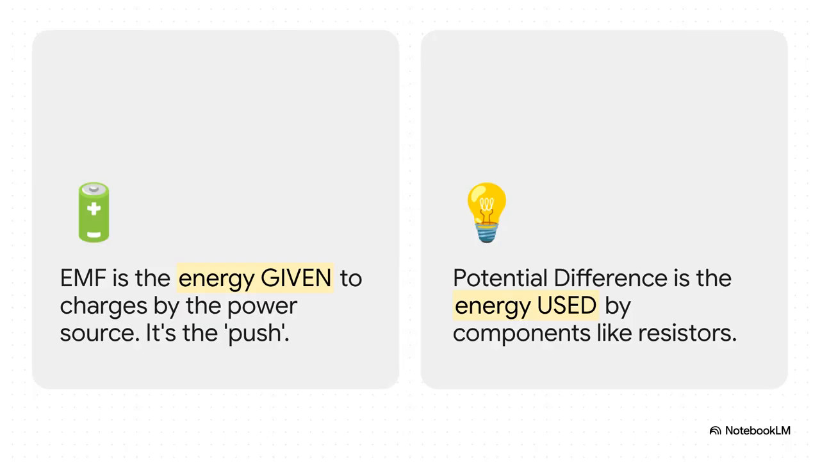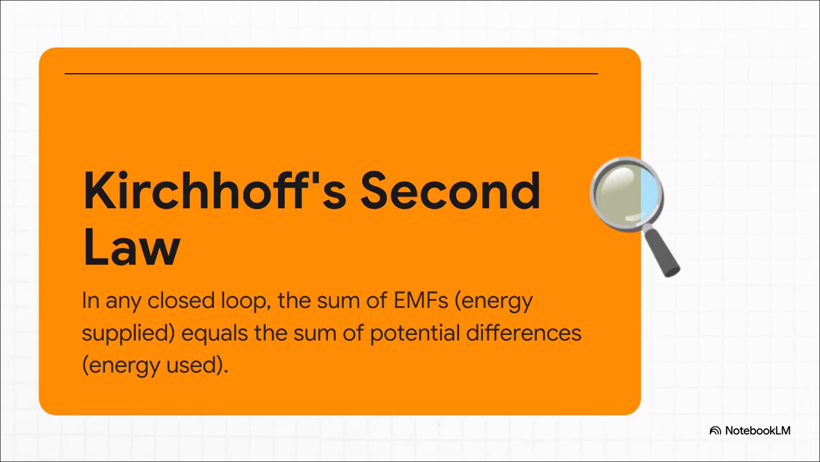To really get this, we need to be clear on two key terms: EMF and potential difference. So EMF, or electromotive force, is basically the energy boost the battery gives to the charge. Think of it as the push that gets everything moving. Potential difference, or PD, is the opposite. It's the energy the charge loses or drops off as it passes through something like a resistor. So EMF is the energy supplied, PD is the energy used. And that leads us directly to Kirchhoff's second law, which we call the loop rule.